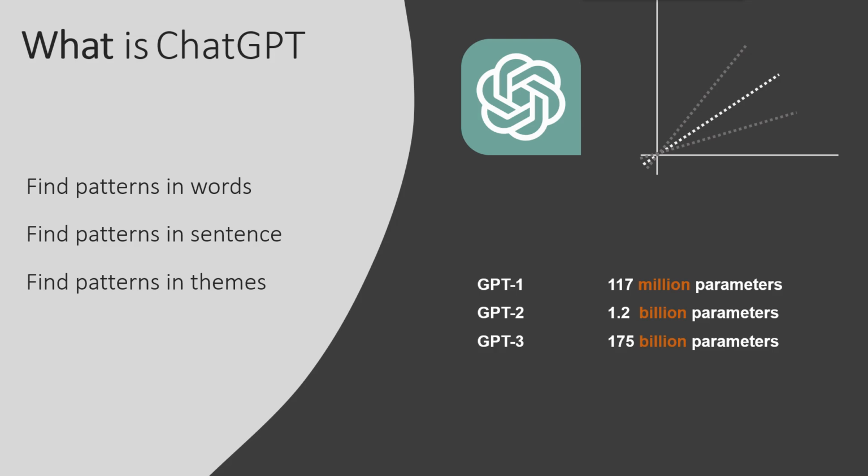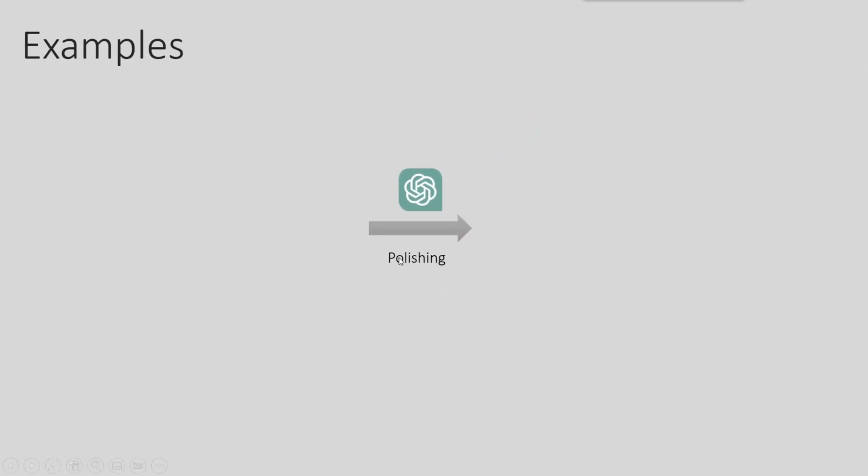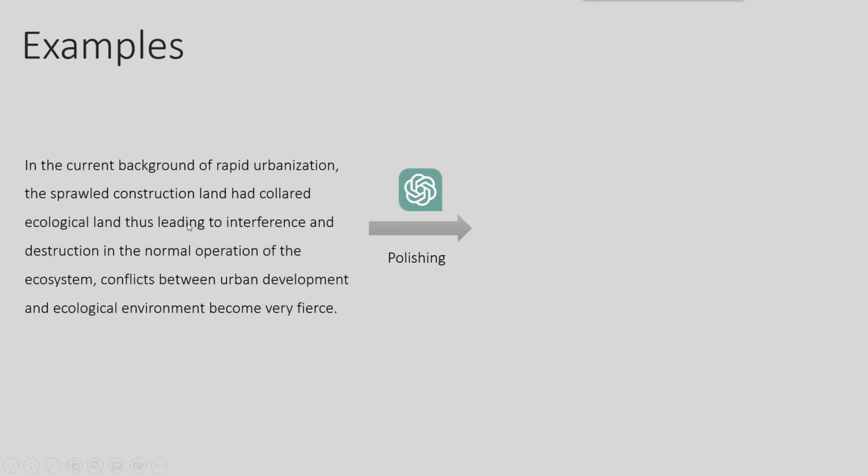Next, let's use some real-world examples to show how it performs. First, it can polish language. Here we have a very Chinese-style English expression. Let's see how ChatGPT is going to revise this text.